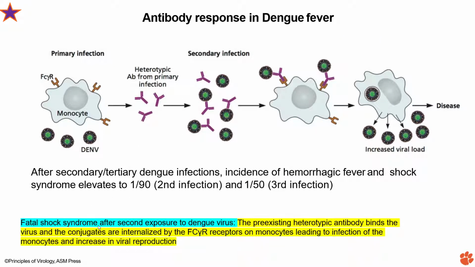Another experiment is the fatal shock syndrome. Just remember that the pre-existing heterotypic antibody binds the virus, and the conjugates are internalized by the Fc gamma receptors on the monocytes. This leads to infection of the monocyte and a high amount of viral production. You will find that this was also a question, on the mechanism of how this fatal shock syndrome happens with the second exposure. What is the cause? This is basically the cause.